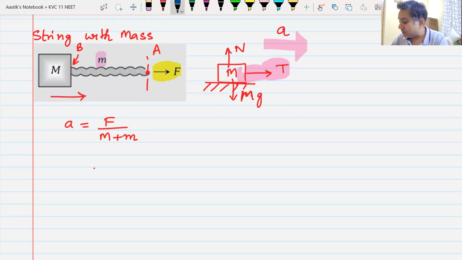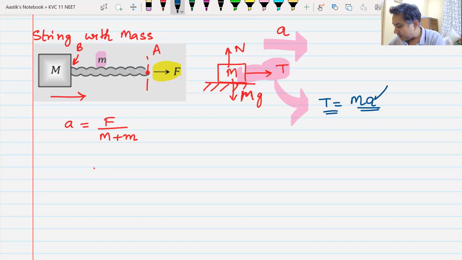So to get the value of T, what I need to do is just write the equation for this block, and the equation for this block will be simply T equal to M into A. You have already found out the value of A. Multiply this by the mass capital M and you get the tension in the string at point B.